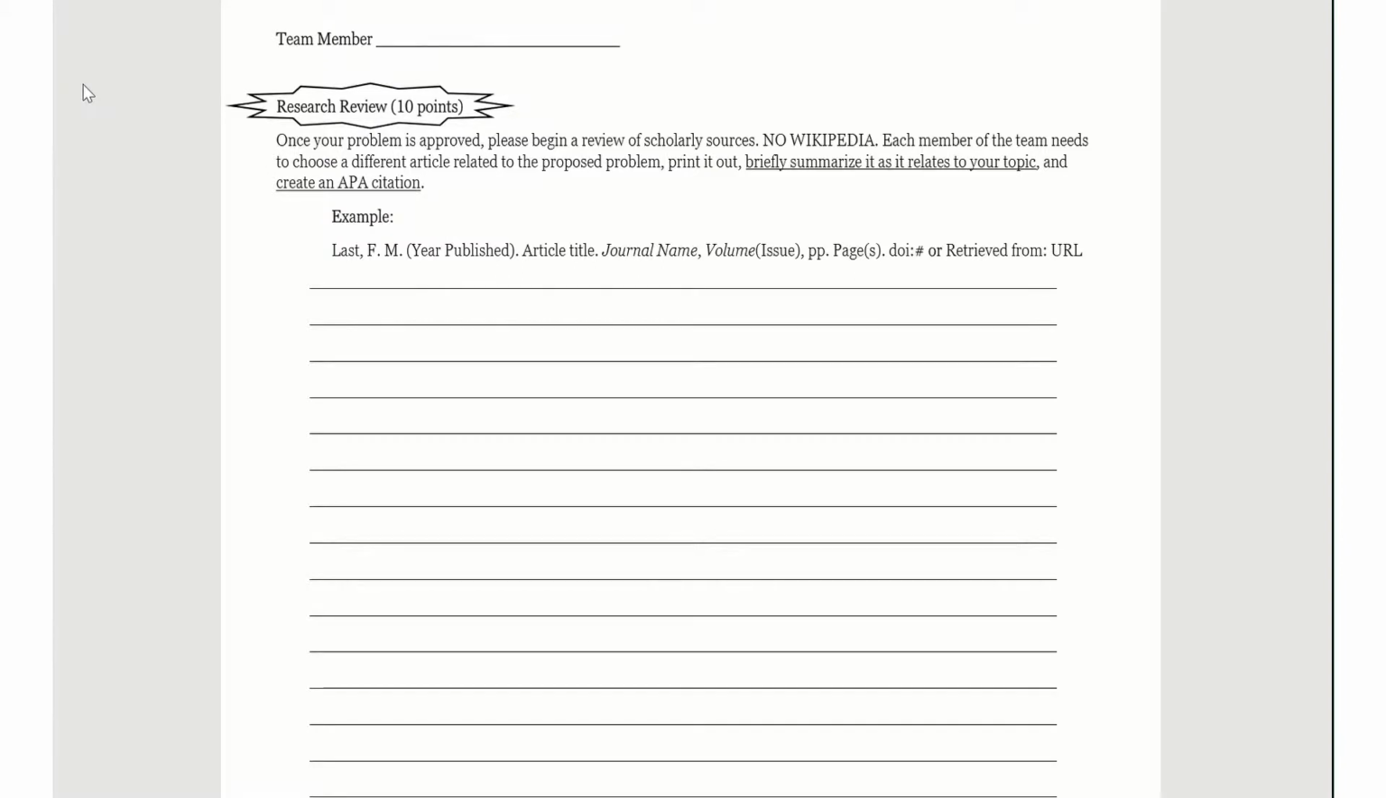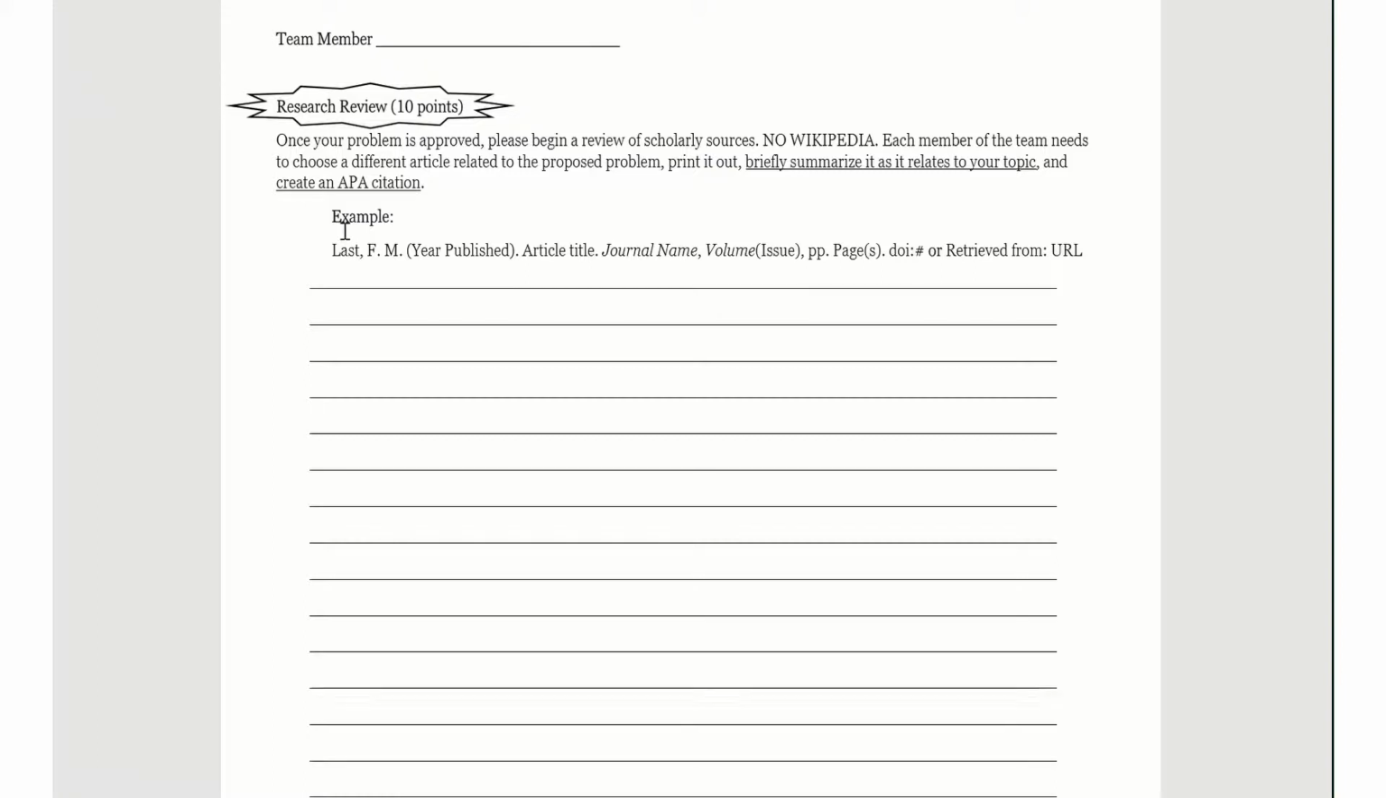This is your research review form, worth 10 points. So once your problem is approved, please bring your review of the scholarly sources. This includes no Wikipedia sources, and each member of the team should have a different article. It should relate to the topic you proposed.